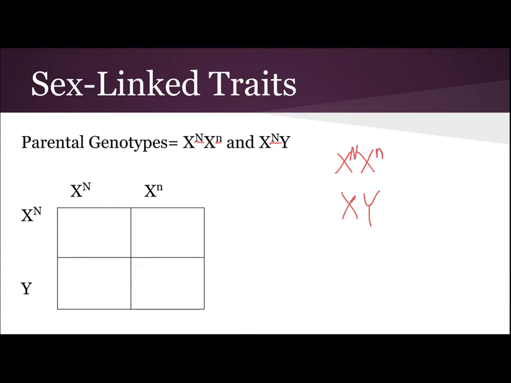And then our father has an X chromosome with a normal copy of the gene and a Y chromosome that just doesn't have the gene at all because this gene is not on the Y chromosome. So the Y chromosome, you're not going to write anything up here. Then we're going to do our Punnett square just like normal. So we'll bring down all of our alleles.